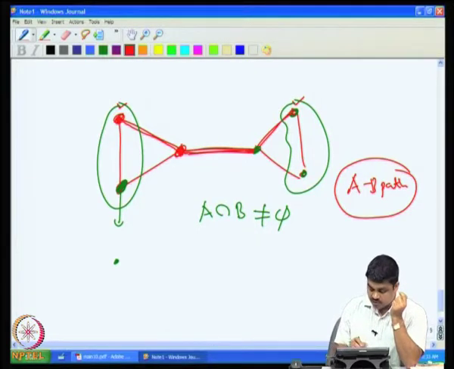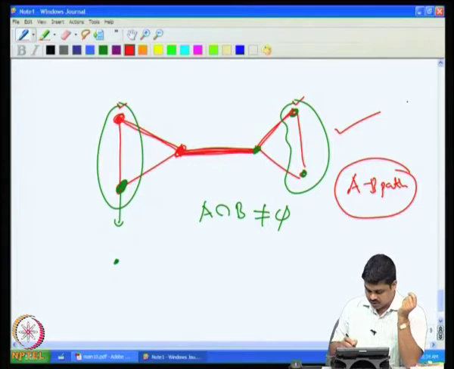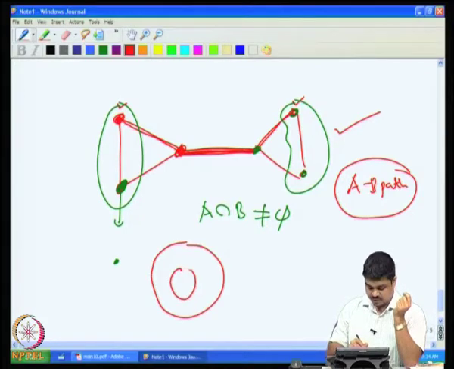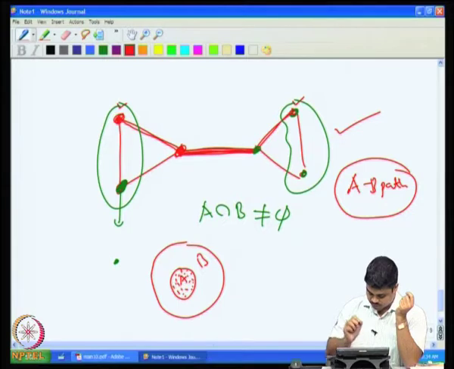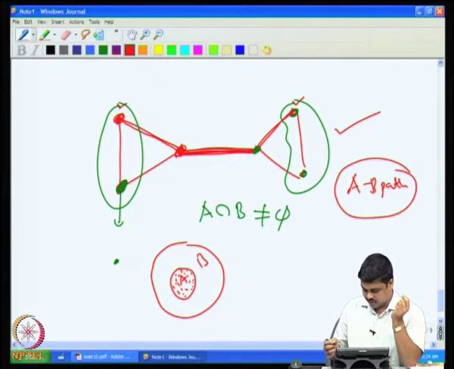Also it's possible to have a direct edge from the set A to B. All such possibilities are allowed. For instance, it is possible that A is a subset of B, in which case each vertex of A will define one AB path, having just one vertex each. So that's all the AB paths.